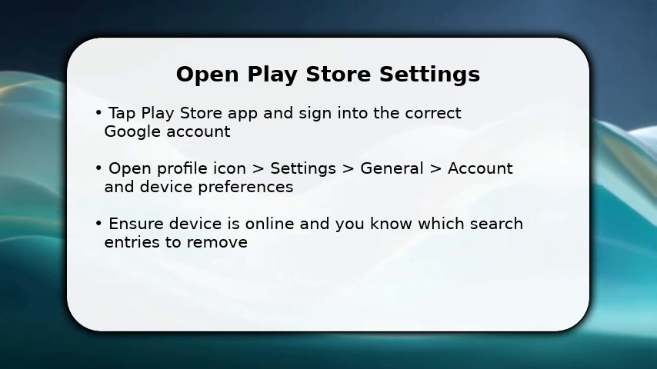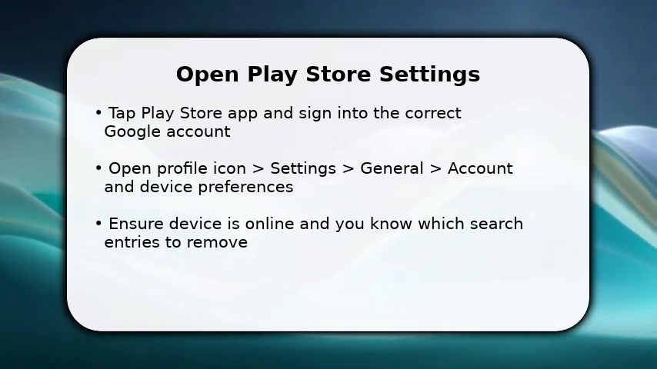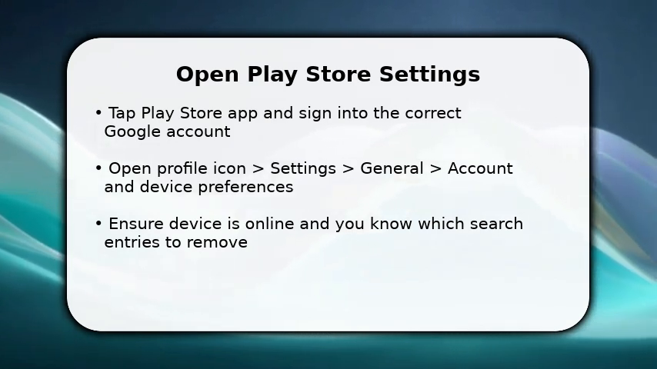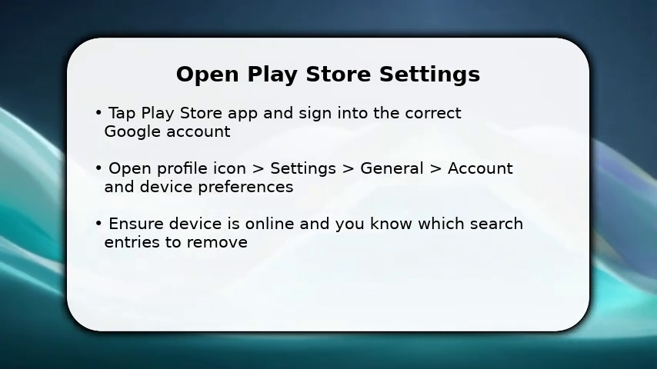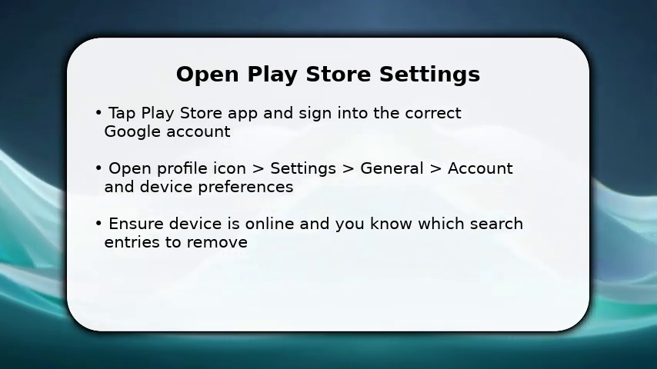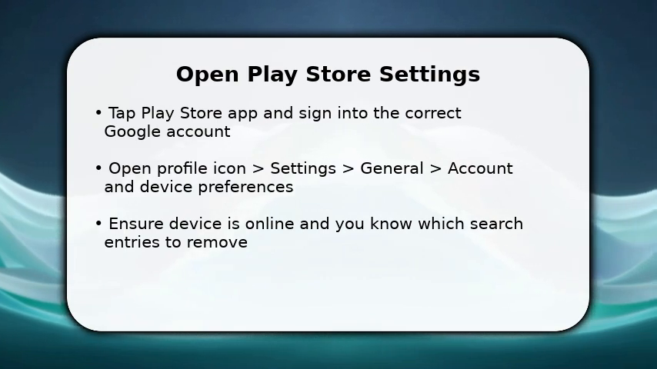Next, go to General and select Account and Device Preferences. This path reveals search and activity controls. Make sure you are on Wi-Fi or cellular data so changes sync. Once you reach the right section, you're ready to clear specific search entries or activity records.